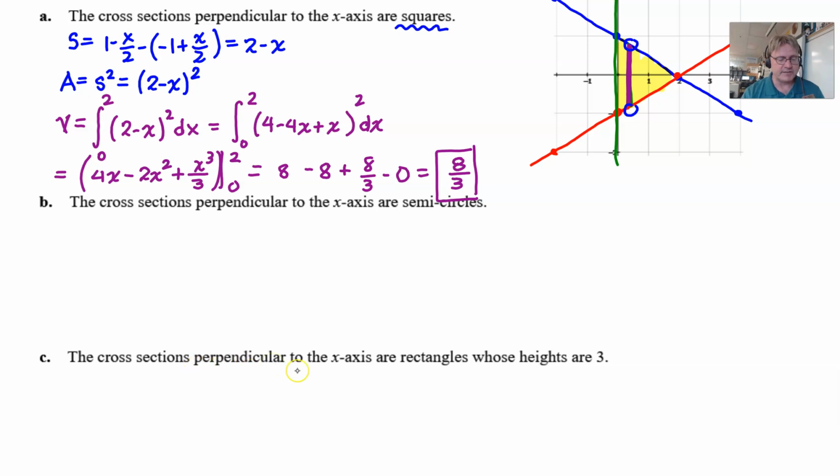Next up, we're going to take a look at part C. Cross sections perpendicular to the x-axis are now rectangles, heights of 3. You're going to find out that rectangles might even be easier. And here's why. You've already done the dirty work. You've already found that the length is just the top minus bottom, which is 2 minus x, because we're not going to recreate that. We know the answer.